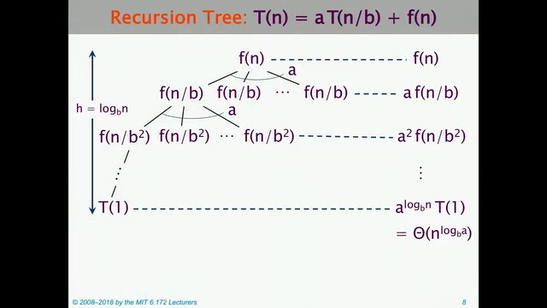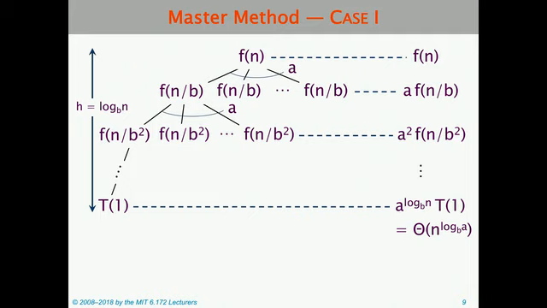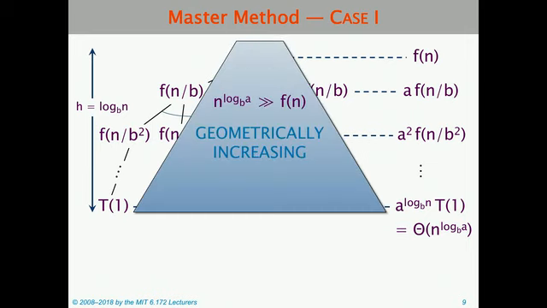Okay, and it turns out there's a trick. The trick is to compare n to the log base b of a with f of n. There are three cases that arise very commonly, and for the most part, that's what we're going to see, just these three cases. So case one is the case where n to the log base b of a is much bigger than f of n.